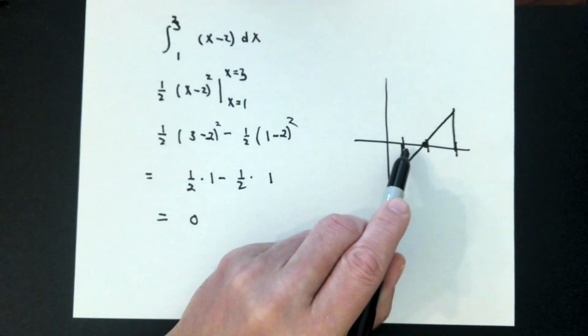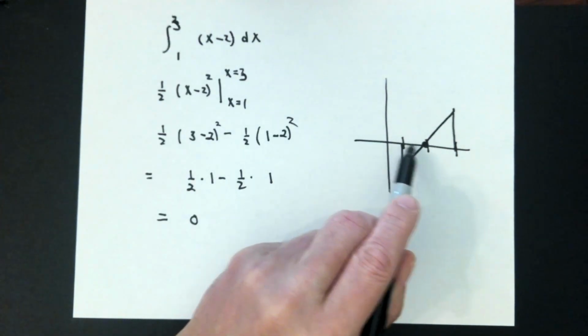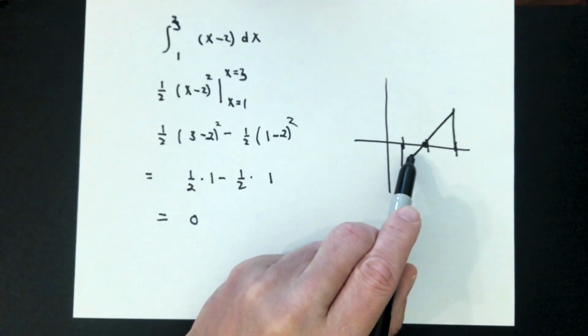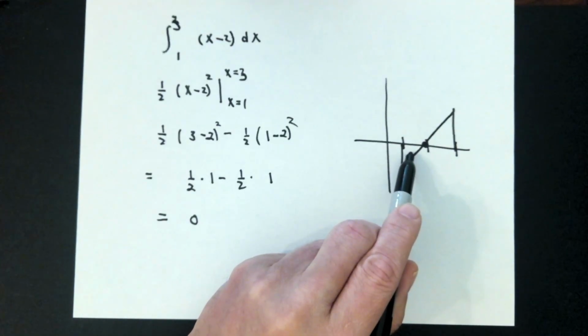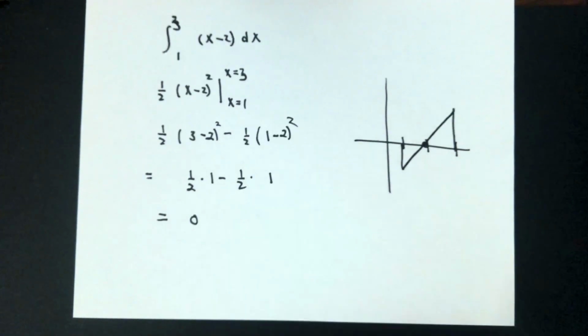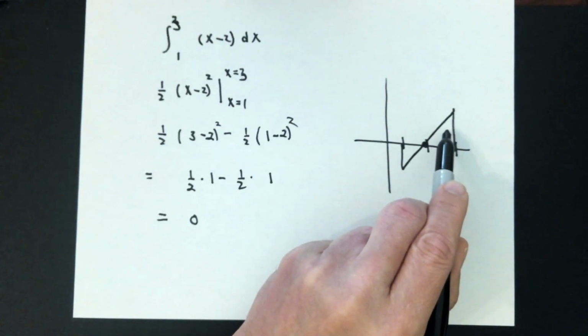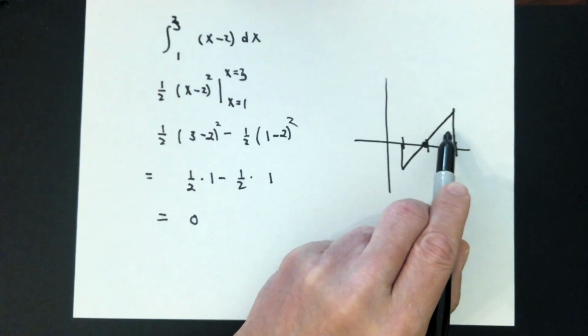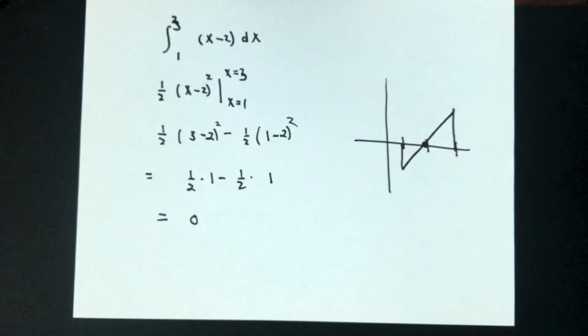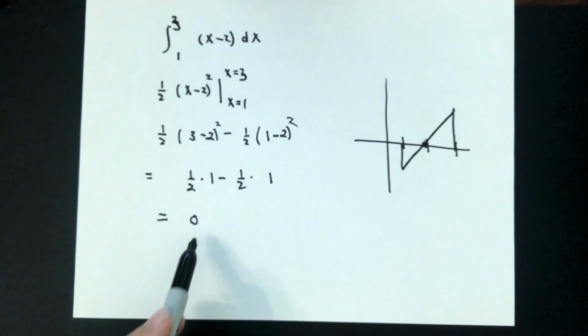The integral from 1 up to 2 will be negative. That integral is the negative of the area of this first triangle. The integral from 2 to 3, though, will be positive. It's the area of this triangle. Area above minus area below. In this case, those two areas work out to be the same, so I end up with 0 for an answer.